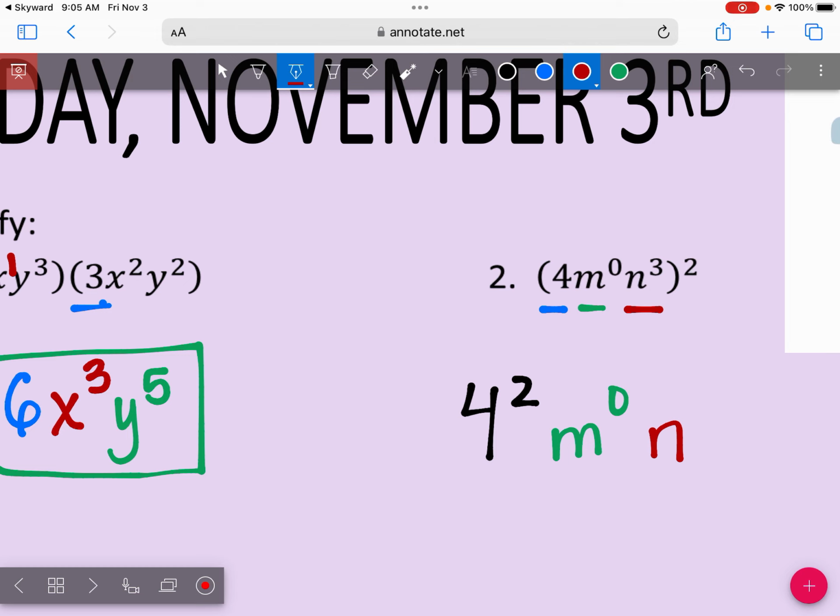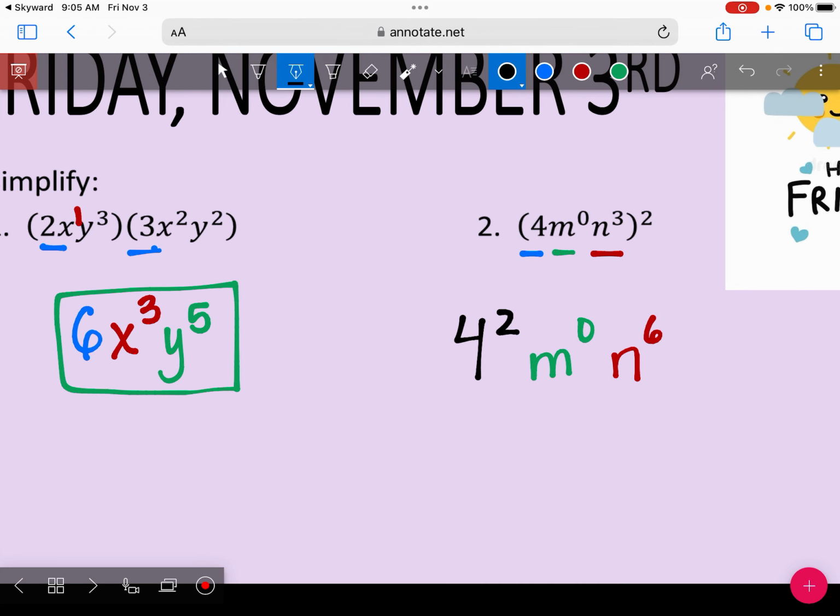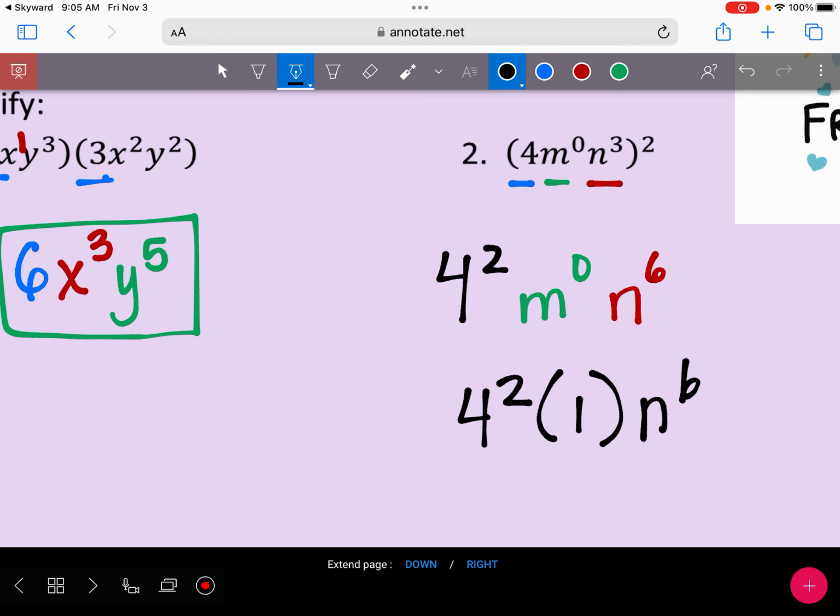And when you multiply that out, you should get 6. All right, anything to the power of 0 is what? Anything to the power of 0 would be 1. So that would be 4 squared times 1 times n to the 6. Go ahead and figure out what 4 squared is and multiply that by 1.